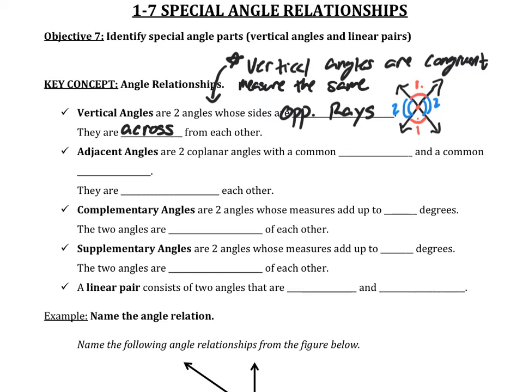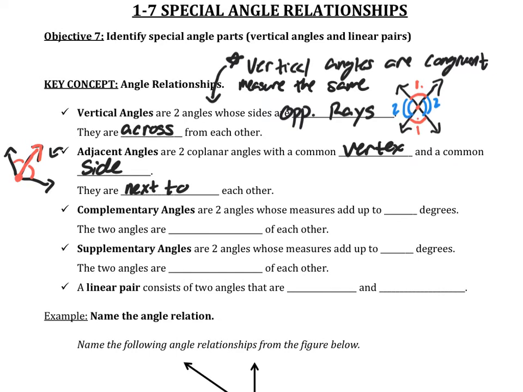Okay, adjacent angles are two coplanar angles with a common vertex and a common side. So if we were to draw this, it would essentially be two angles, and when I go to draw the other angle, I only need one more ray. So these two angles right here are adjacent. So we'll highlight that common side, common vertex. And we often just say that they are right next to each other.